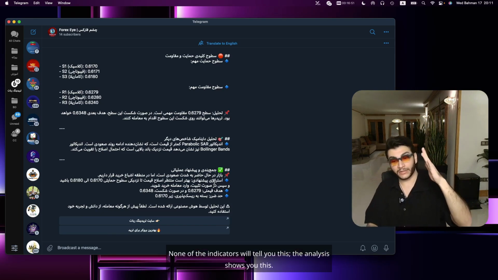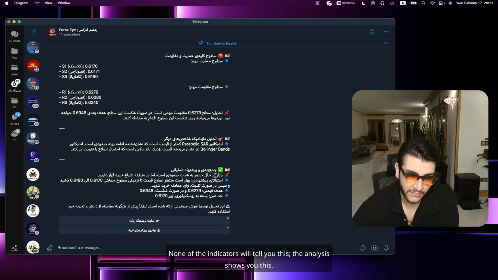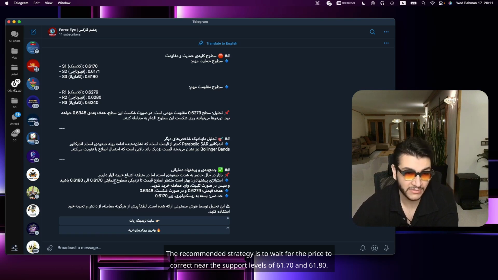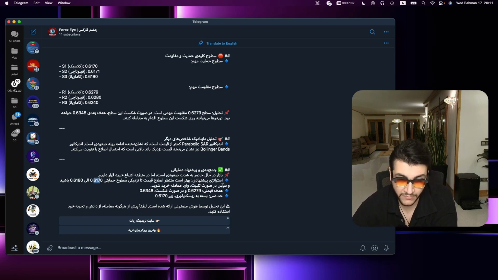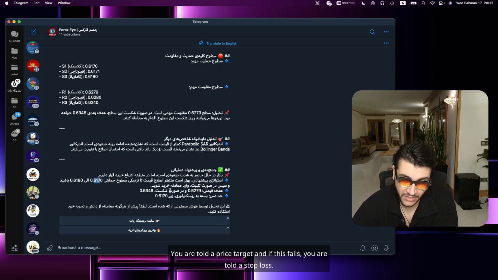None of the indicators will tell you this. The analysis shows you this. The recommended strategy is to wait for the price to correct near the support levels of 61.70 and 61.80. If you receive a confirmation, you can purchase it. You are told a price target, and if this fails, you are told a stop loss.